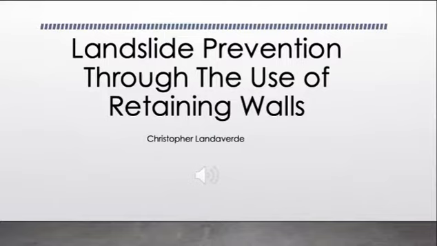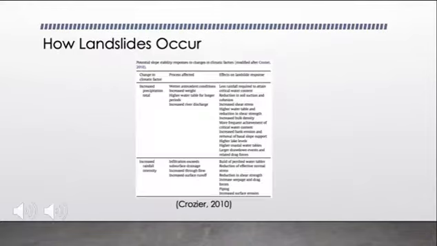To increase the success of retaining walls, it is imperative to first understand how, where, and when landslides are more likely to occur. Then it becomes crucial to know the different types of retaining walls and how they each specialize in different scenarios, thus increasing the success of landslide prevention. First, we're going to be looking at how landslides occur.